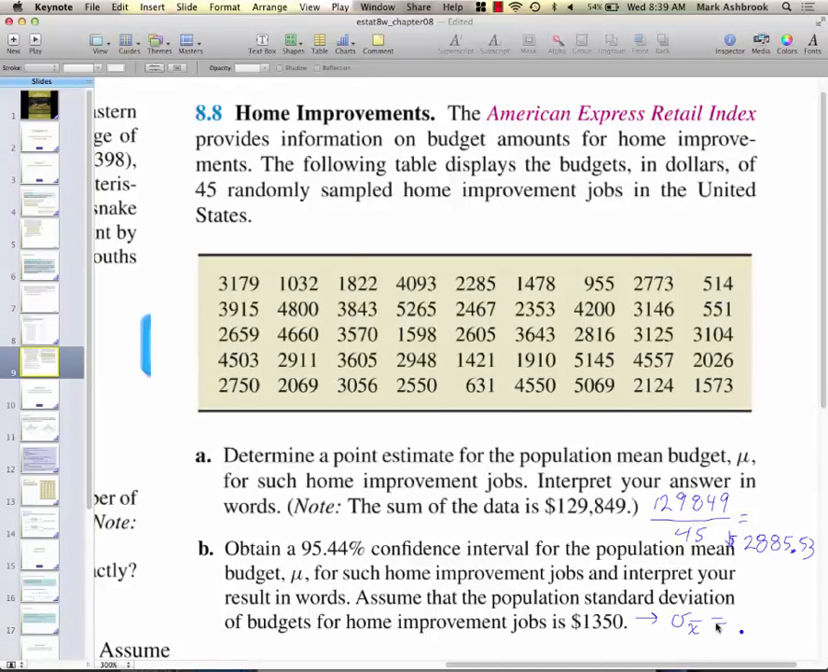We need the sampling distribution standard deviation. So we're going to take 1350 and divide by the square root of 45. As soon as you get that, tell me. 201.24. So that's for samples of size 45. The standard deviation is $201.24.